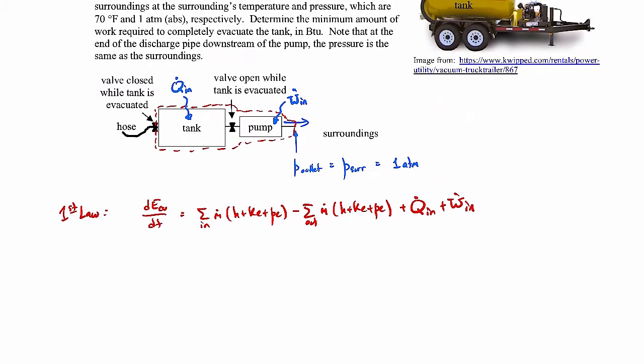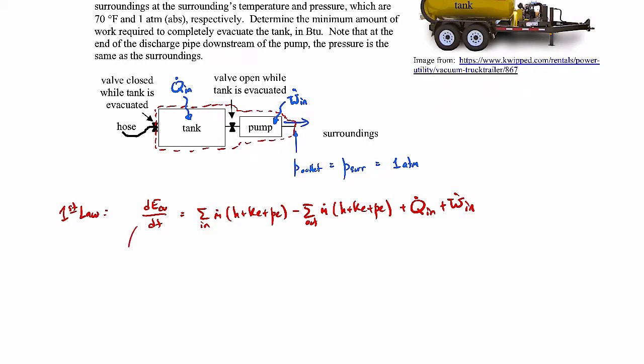You notice that this equation for the first law is a rate form. This will give me the instantaneous rate at which we're doing work, or the instantaneous rate at which heat transfer is occurring. The units that you would have in this equation would be kilowatts, for example. Everything is in units of power. It's the rate at which you're doing work. What we want really for this problem is the minimum amount of work. We don't want power. We want the minimum amount of work required to completely evacuate the tank. So we don't care about the instantaneous power. This is more of a before and after kind of problem. We want to find out how much work in total it takes to go from the beginning to the end.